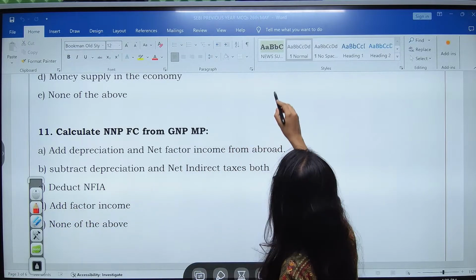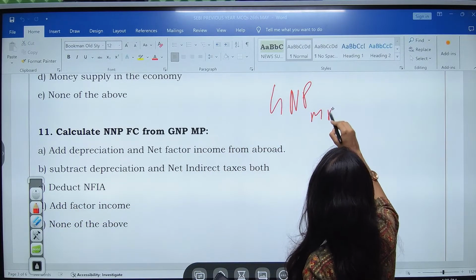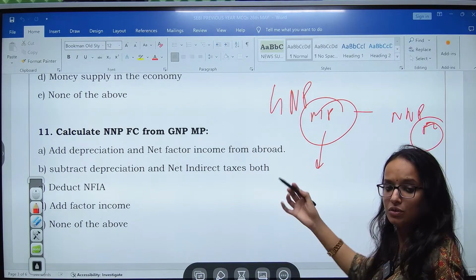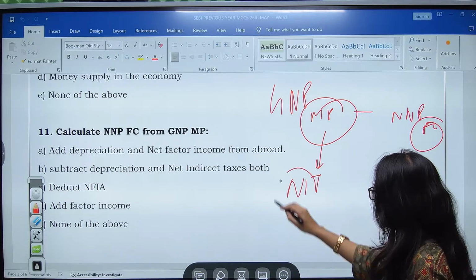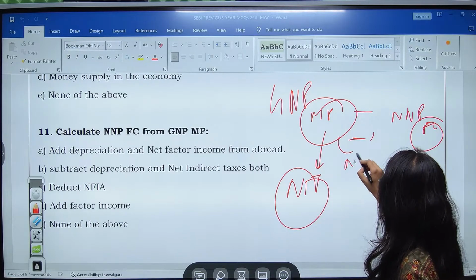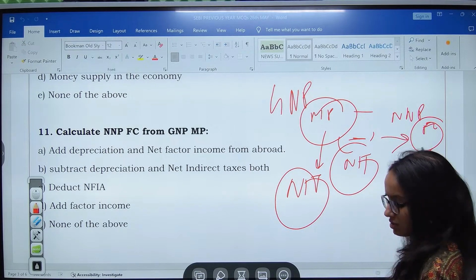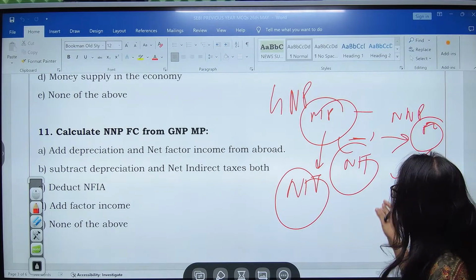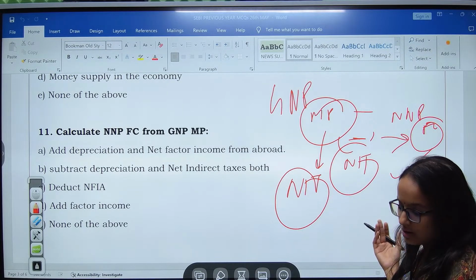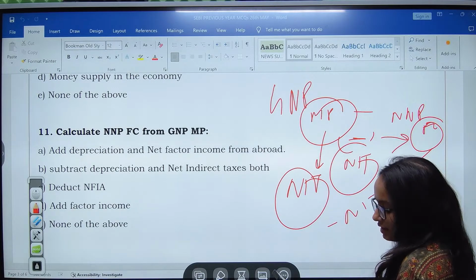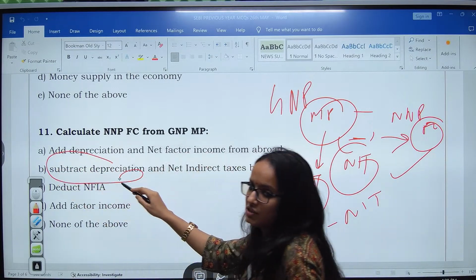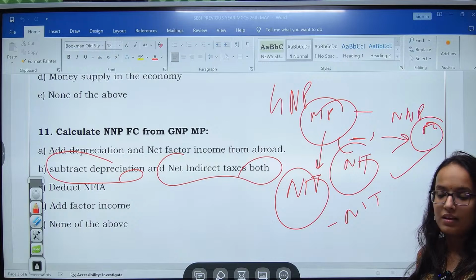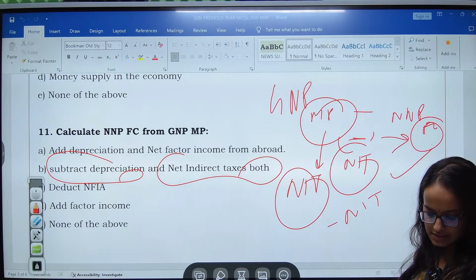See, you have been asked to come from GNP MP to NNPFC, okay? So you have to come from MP to FC. Market price already includes your net indirect taxes. You need to subtract your net indirect taxes from market price to come to your factor cost. Is this clear? Had it been FC to MP, then you would have added it. But here you have to minus your NIT. That's why the answer, subtract depreciation, which gave you N from G, and net indirect taxes, which gave you FC from MP. That's why this answer B is the right answer here. Is this clear?